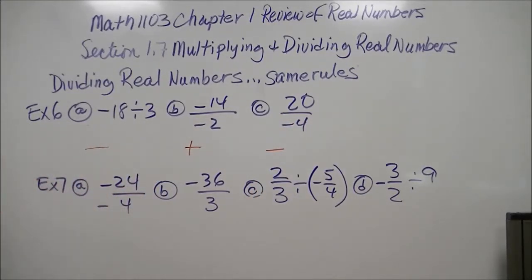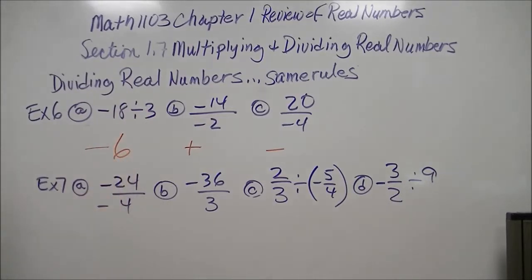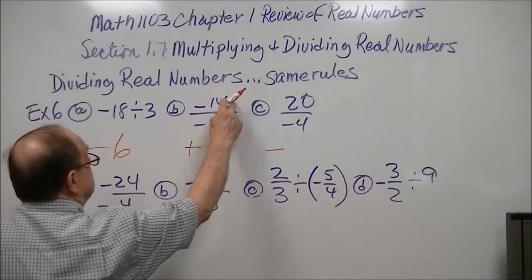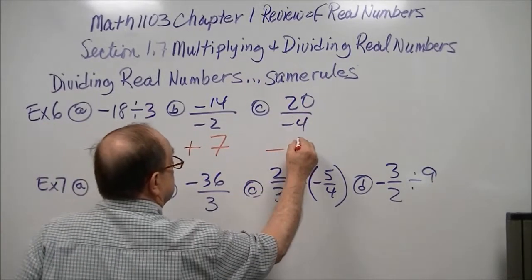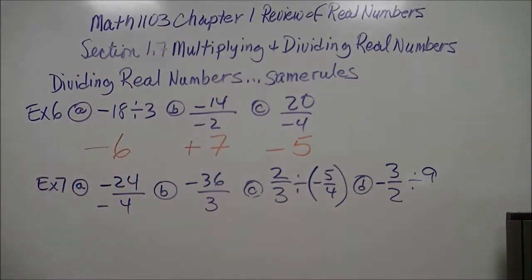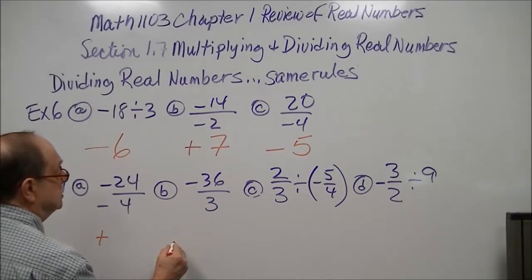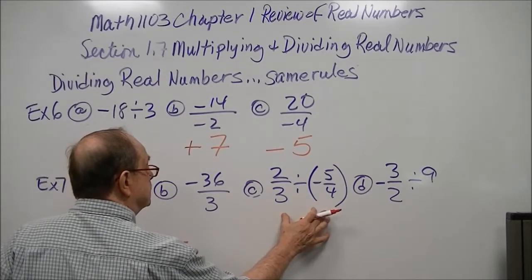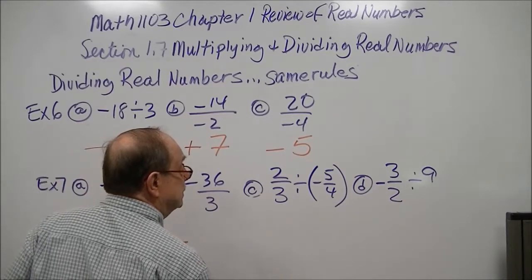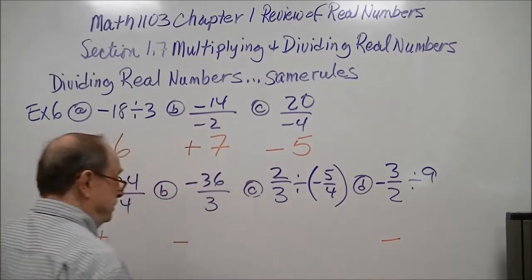Then you can actually do your division. Remember, you could set it up like this too. So 3 goes into 18 6 times. 2 goes into 14 7 times. And 4 goes into 20 5 times. And again, the strategy, like signs, answer will be positive. Unlike signs, answer is going to be negative. And we'll show you a technique here, but the answer to this one will be negative. And again, negative divided by a positive, the answer will be negative.